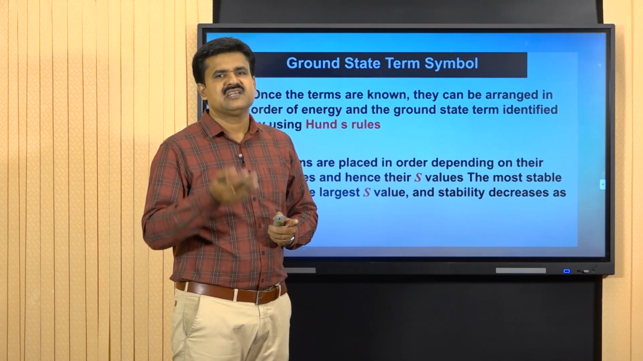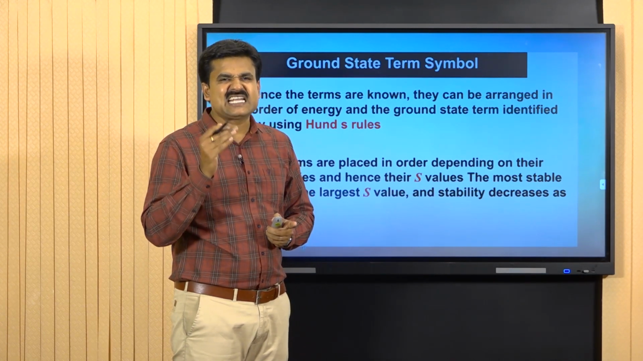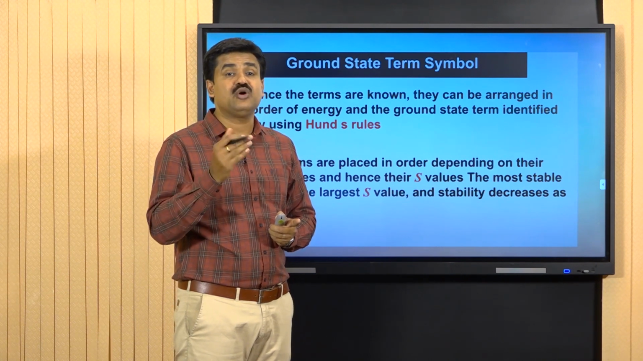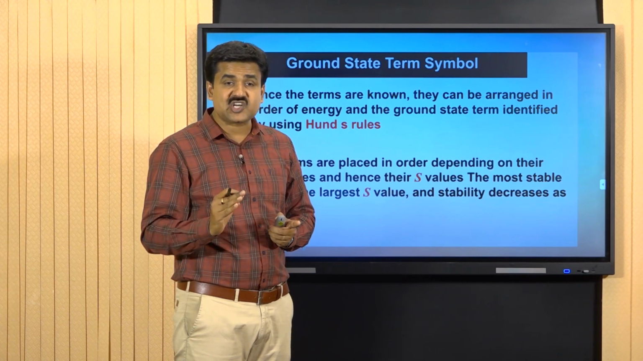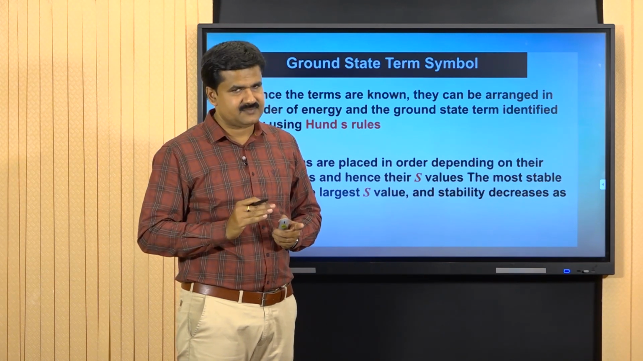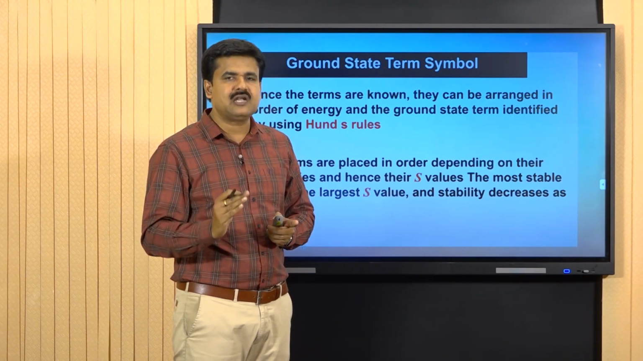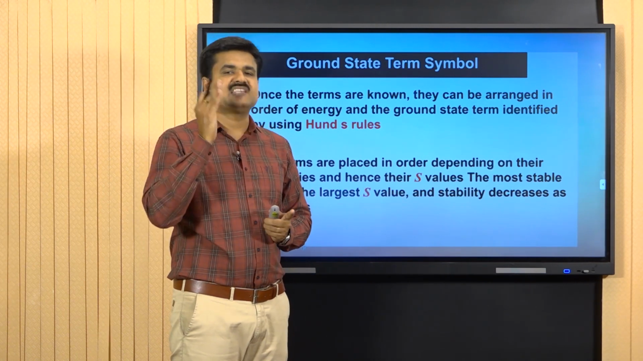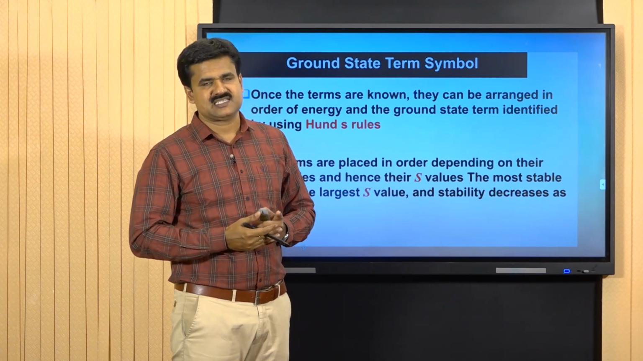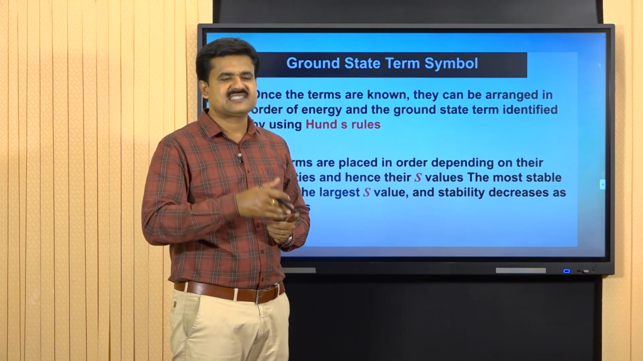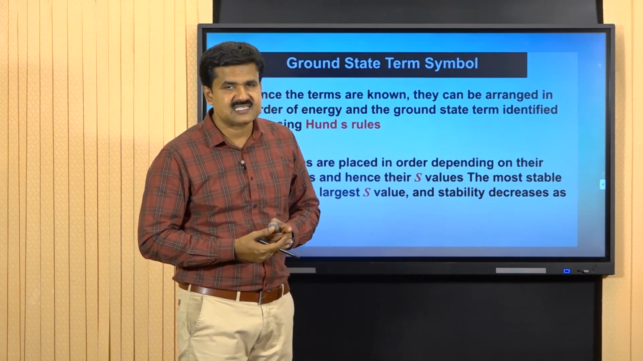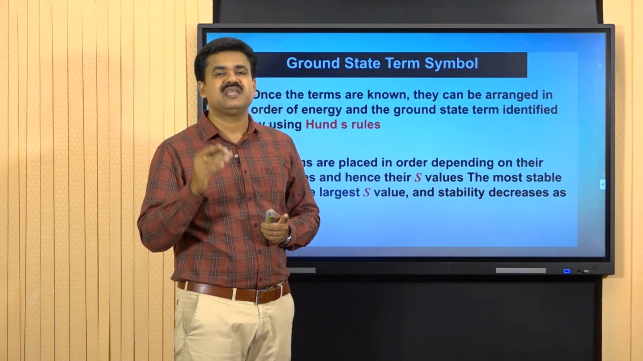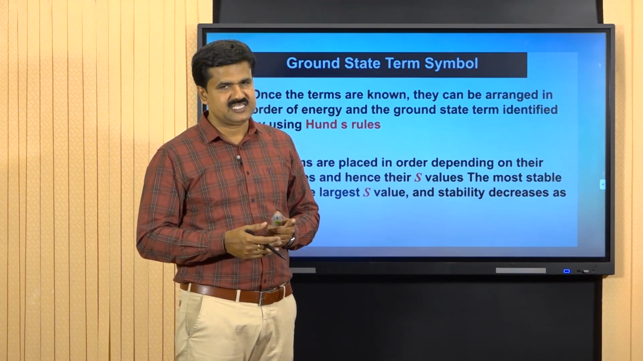That means stability decreases as the value of S decreases. Stability is proportional to the value of S. Stability is proportional to 2S plus 1. Stability is proportional to multiplicity. So, for a set of terms, pick out those terms with the highest multiplicity, which is associated with the minimum energy and the maximum stability.